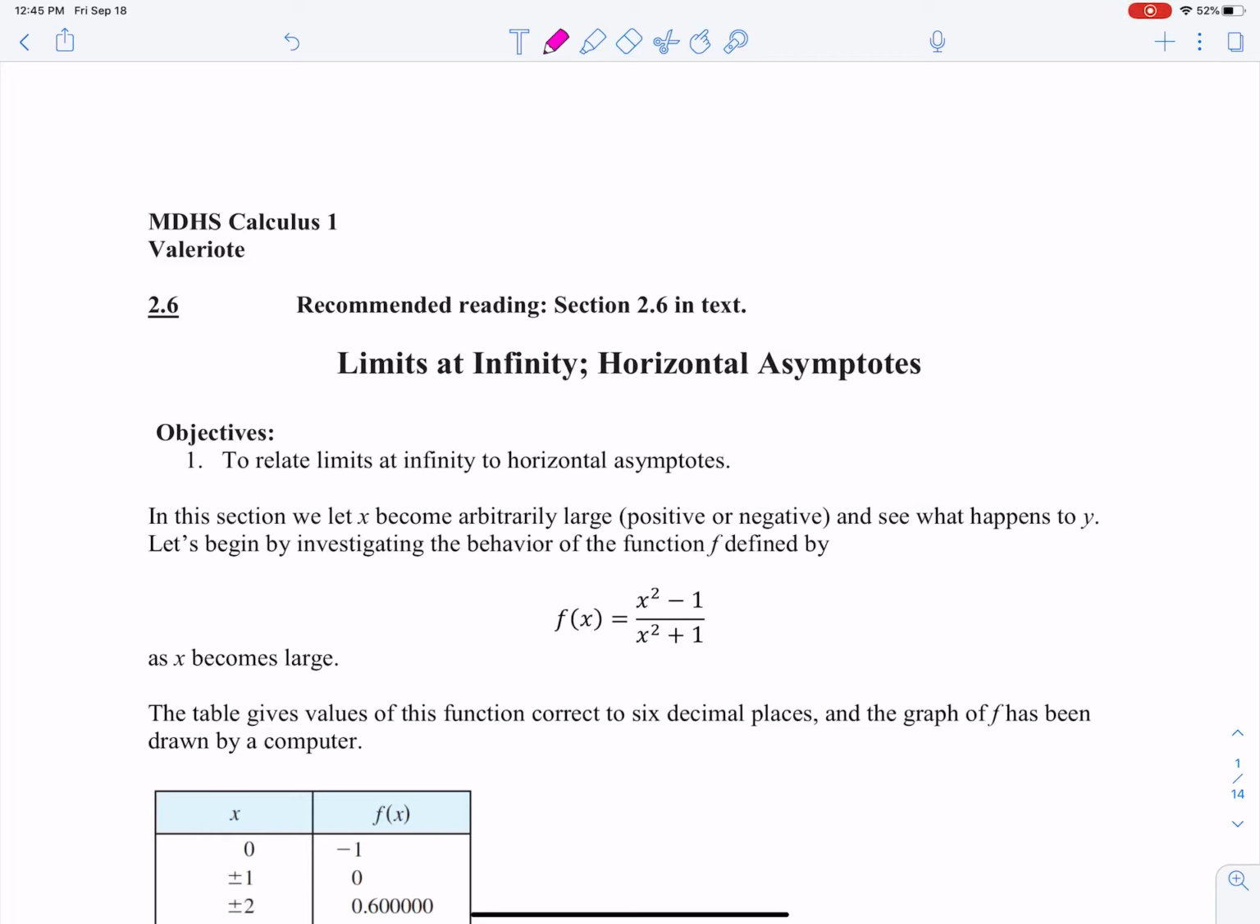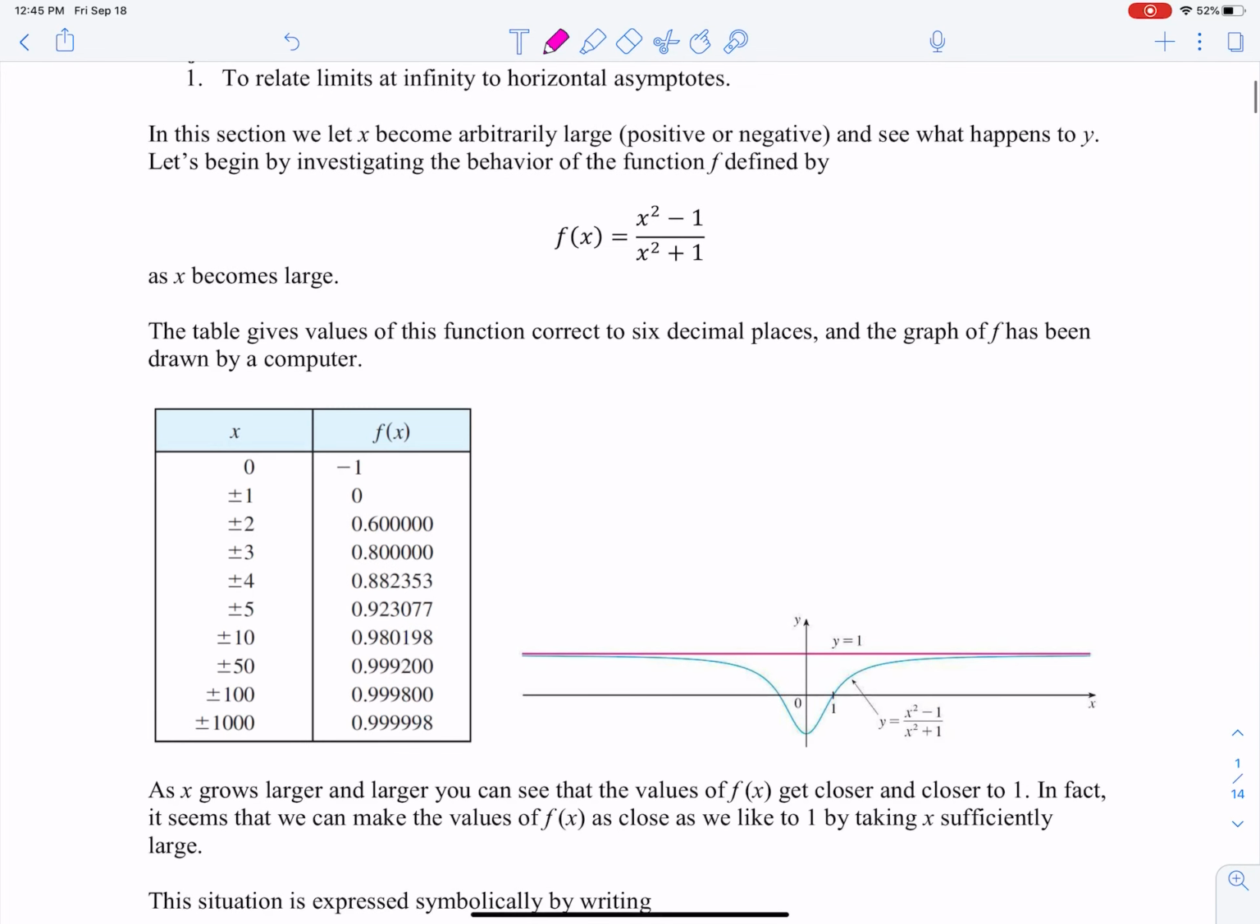All right, welcome to section 2.6, limits at infinity and horizontal asymptotes. In this section we let x become arbitrarily large, positive or negative. In other words, x is going to go to infinity, right? And we're going to see what happens to y, what's going to happen to our function.